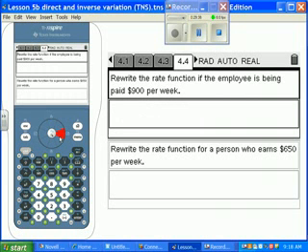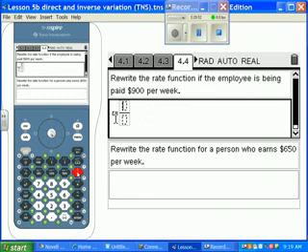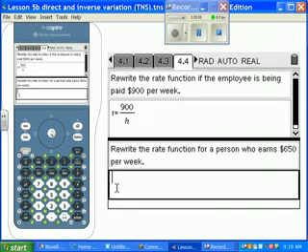Okay, rewrite the rate function. If the employee is being paid $900 per week, how am I going to rewrite it? R equals 900 over H. Perfect. So use your fraction template. I like when we use that lesson. And then do the same thing for 650 per week.